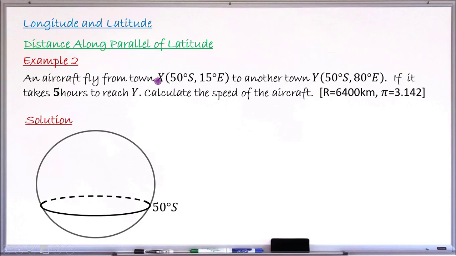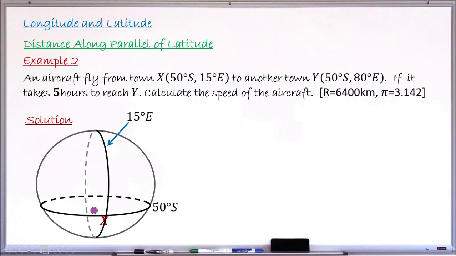Now find the location of X. I'll draw the longitude 15 east, which will be somewhere here. Where the two cross will be the position of the town X. Then I'll move to the position of the town Y. Town Y is 80 degrees east, and the longitude will be somewhere here.